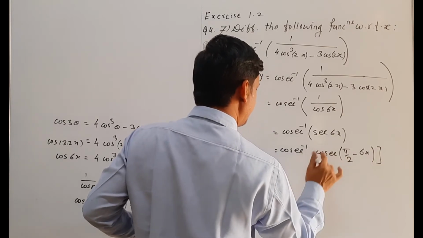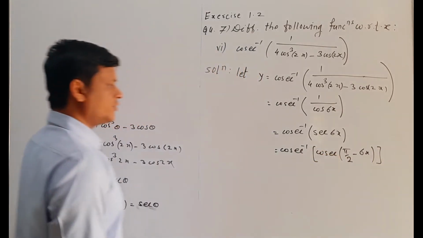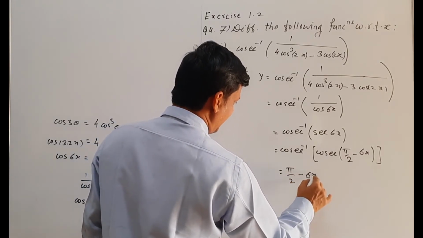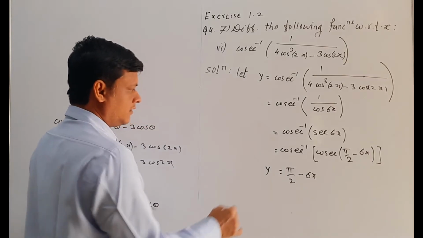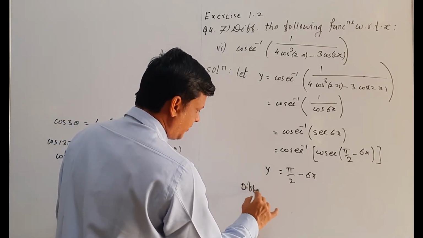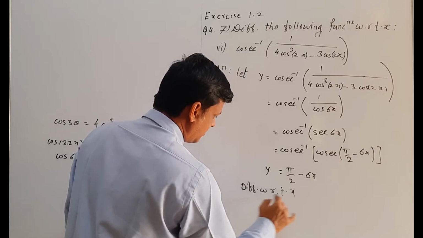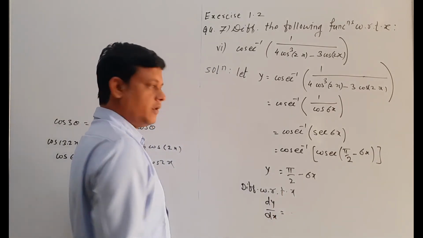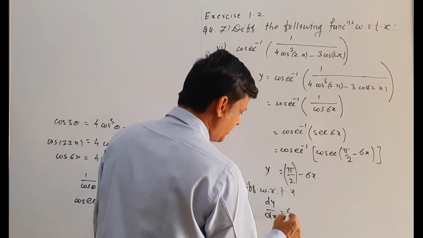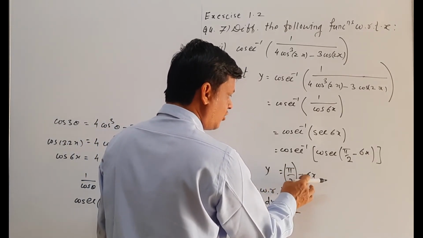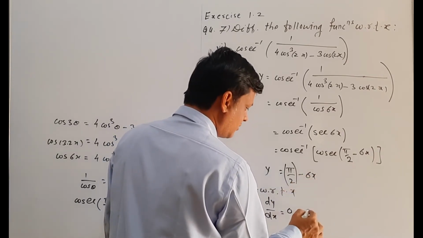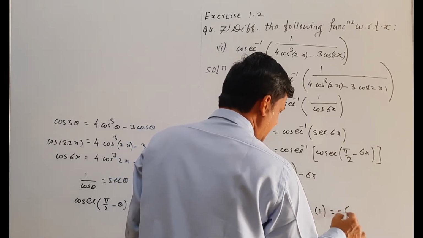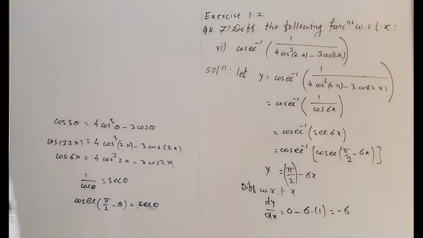So we use here square bracket. Now cosec inverse and cosec get cancelled. So we write as pi by 2 minus 6x. Now we differentiate with respect to x. Now derivative of y with respect to x is dy by dx. This pi by 2 is a single constant, so its derivative is 0. 6 is constant, but with algebraic function x, so keep 6 as it is. Derivative of x with respect to x is 1. So we get answer as minus 6.